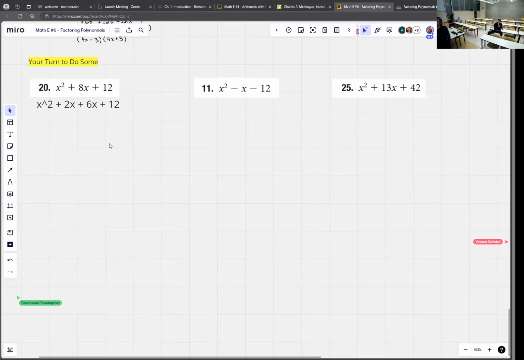So the first number was 1 by the x squared, the last number was 12. 1 times 12 was 12. So your two numbers are 2 and 6, which do multiply to 12, and they add up to 8 in the middle. So that looks great.